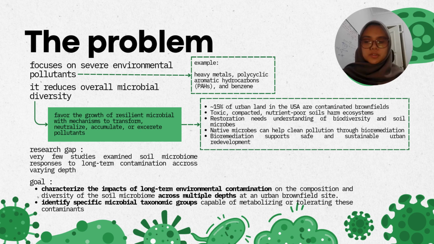The problem this paper decided to focus on is severe environmental pollutants, for example, heavy metals, PAH, and benzenes, which reduce overall microbial diversities. Through this, it favored the growth of resilient microbes with the mechanisms to transform, neutralize, accumulate, or exclude pollutants. However, this paper states that about 50% of urban land in the USA are contaminated brownfields, which are toxic, compact, nutrient-poor soils that harm ecosystems, where restoration is needed.